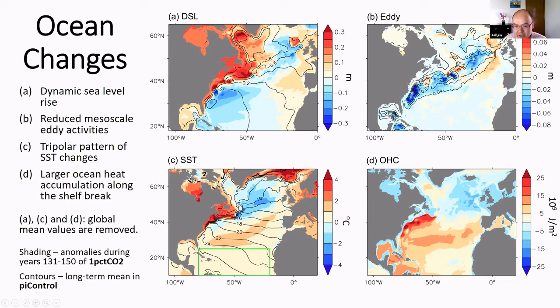So panel D is the ocean heat content increase, and also the global mean value is removed. So you see the maximum ocean heat content increase occurs in this region, the offshore side of the shelf break. So you see the largest ocean heat content increase. So all of these changes are related to the AMOC changes in the CM4 simulations.